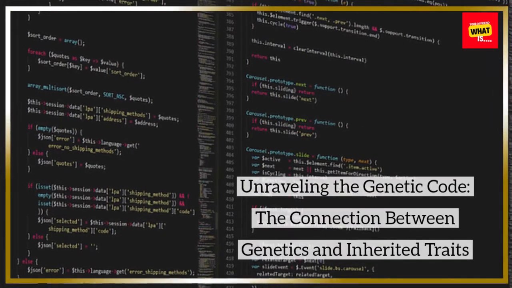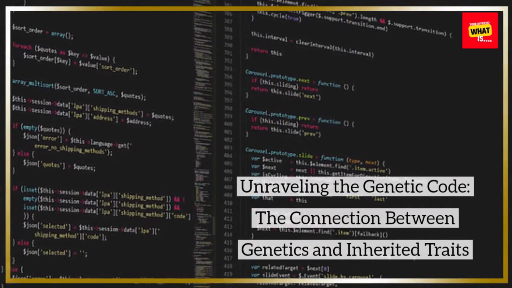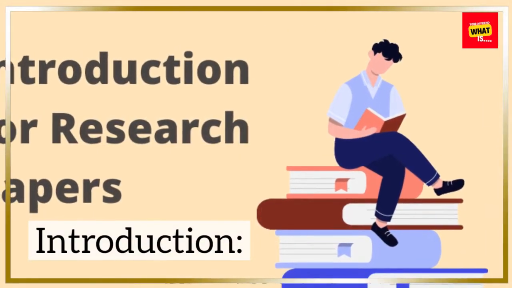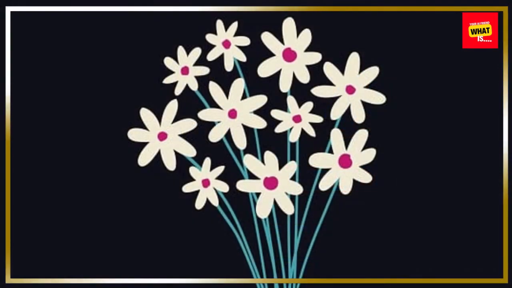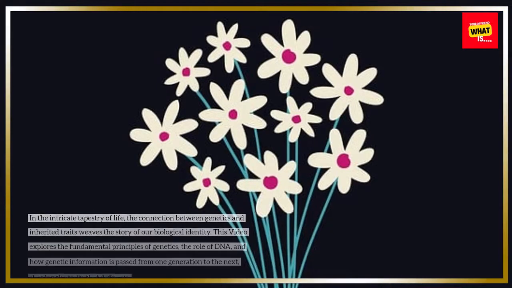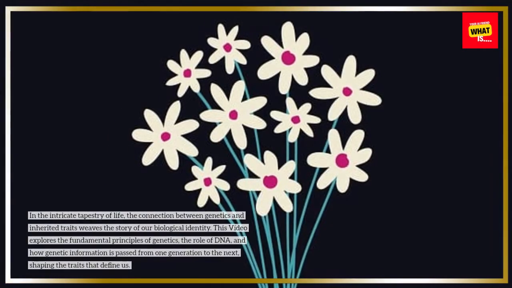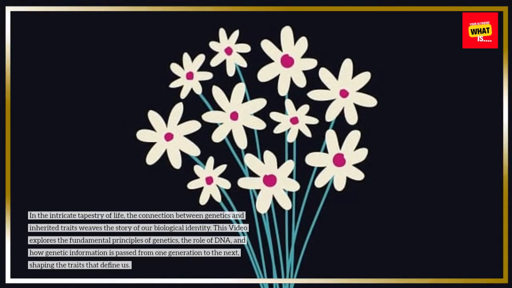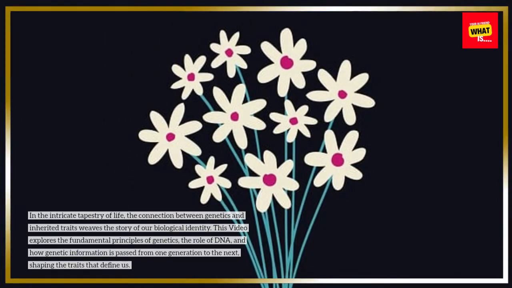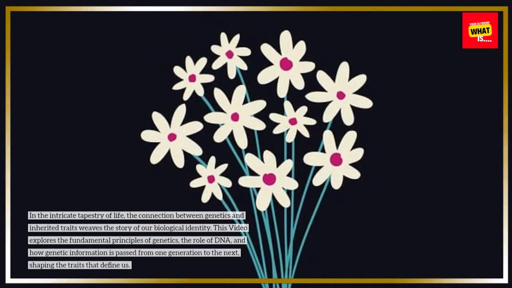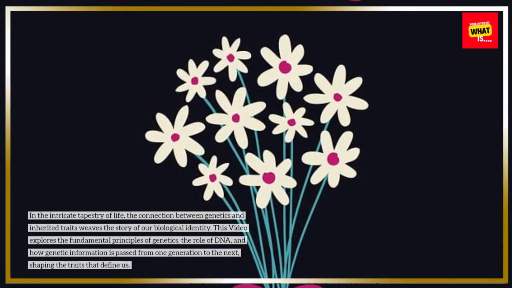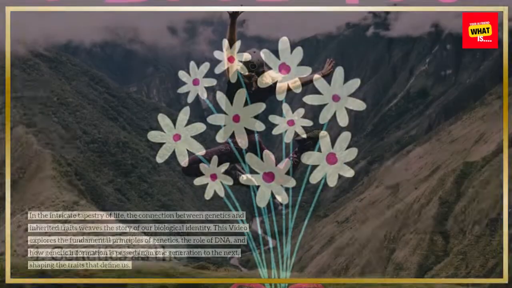Unraveling the genetic code. The connection between genetics and inherited traits. Introduction. In the intricate tapestry of life, the connection between genetics and inherited traits weaves the story of our biological identity. This video explores the fundamental principles of genetics, the role of DNA, and how genetic information is passed from one generation to the next, shaping the traits that define us.